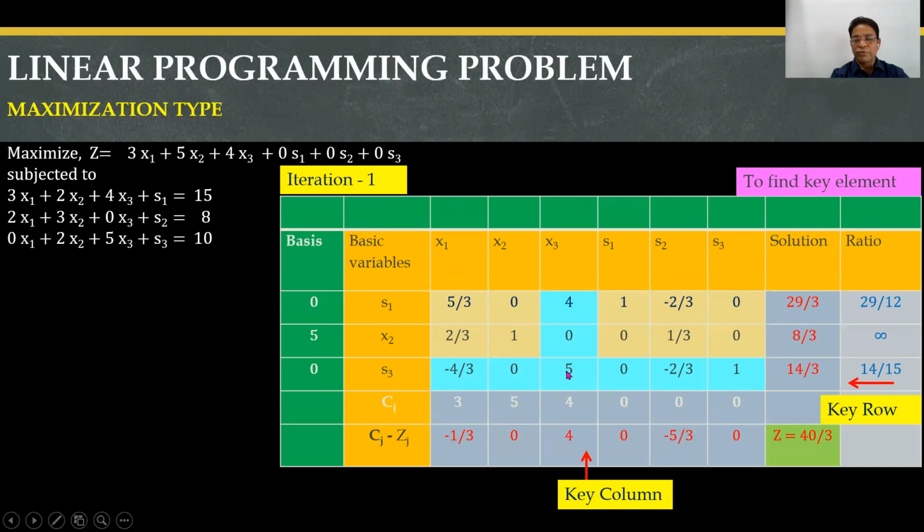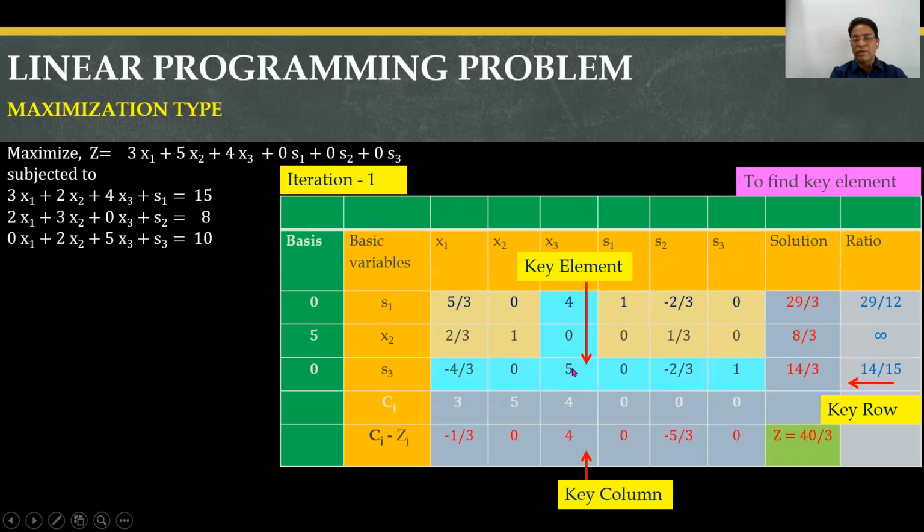And the intersection of key row and key column is the key element. So which is the key element here? 5. So what is the next step now? The next step is to make this 5 as 1 and make this 0 as 0. So no need to make any change here. Already it is 0. And make this 4 also 0. So our next entry would look like this. Here we'll see 1, here we'll see 0, and here we will see 0.